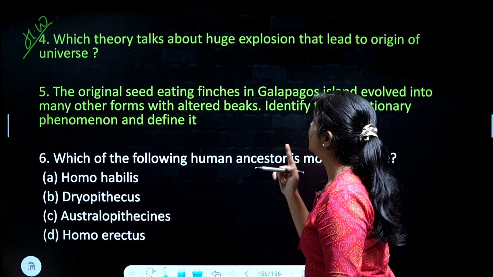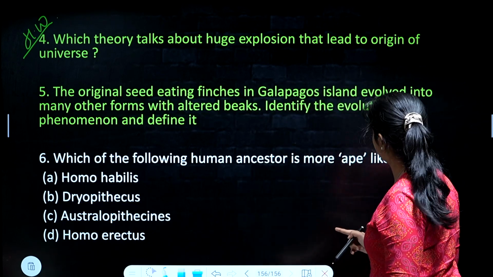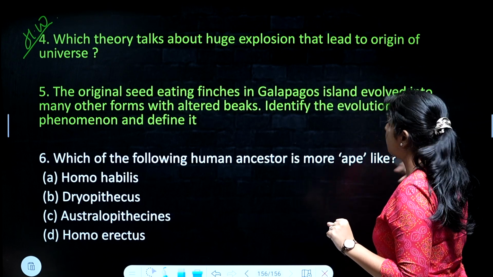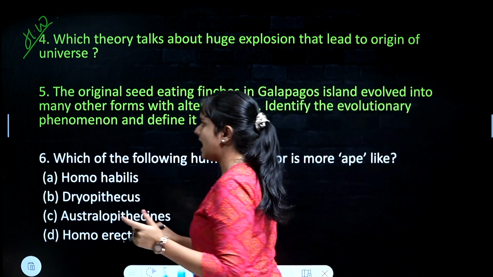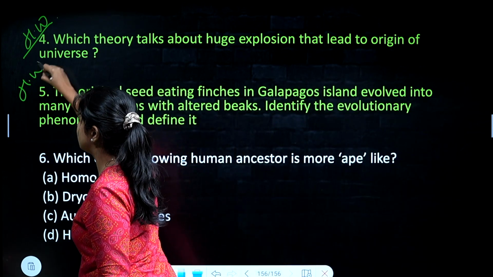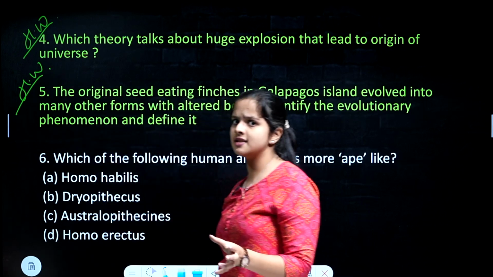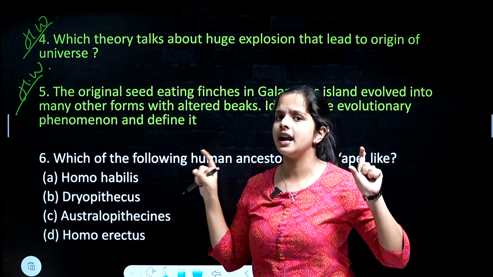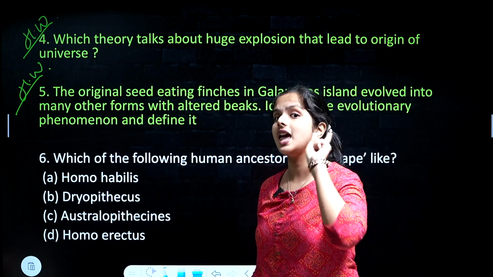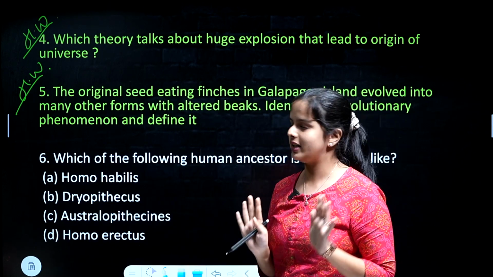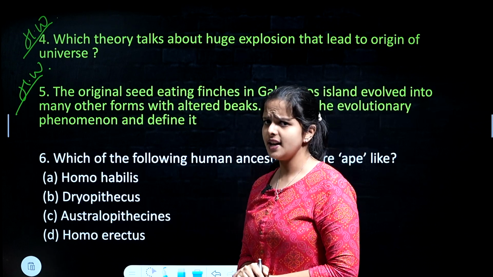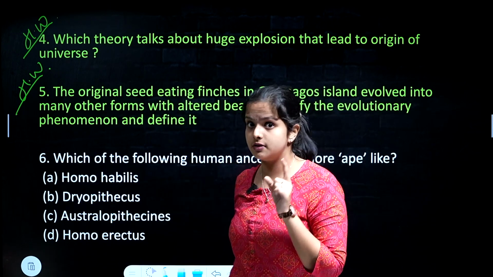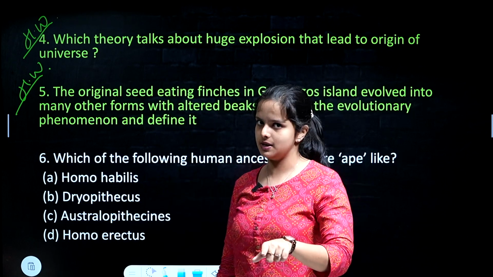The next question: the original seed-eating finches in Galapagos Island evolved into many other forms with altered beaks. Identify the evolutionary phenomenon and define it. Again, this is in green color, so this is also a question for you guys. We've already discussed this. Those finches were known as Darwin's finches, and that phenomenon had a name that started with A. That's the only clue that I can give you. So refer to your notes and answer the question, okay? I need you to answer questions 4 and 5 in the comment section if you know.